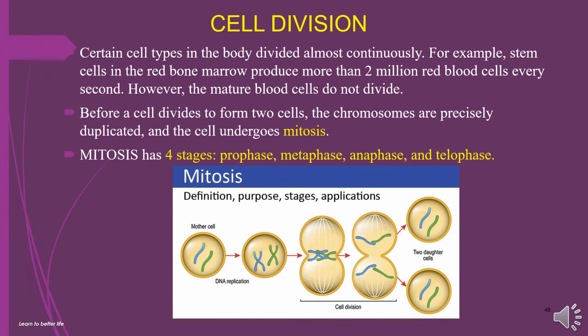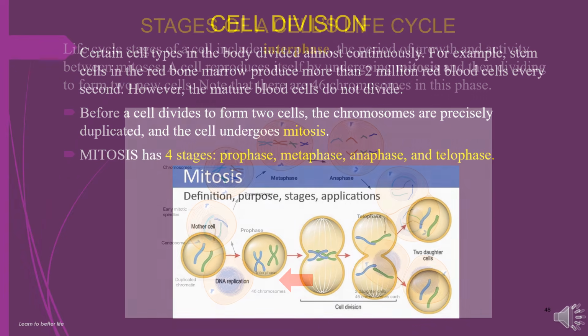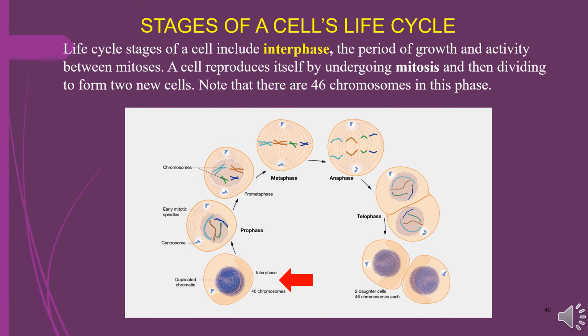Cell division. Certain cell types in the body are divided almost continuously. For example, stem cells in the red bone marrow produce more than 2 million red blood cells every second. However, the mature blood cells do not divide. Before a cell divides to form two cells, the chromosomes are precisely duplicated, and the cell undergoes mitosis. Mitosis has 4 stages: prophase, metaphase, anaphase, and telophase. Life cycle stages of a cell include interphase, the period of growth and activity between mitoses. A cell reproduces itself by undergoing mitosis and then dividing to form 2 new cells. Note that there are 46 chromosomes in this phase.